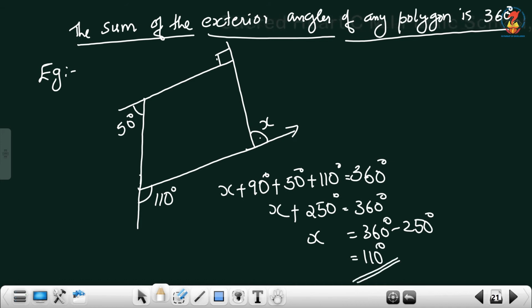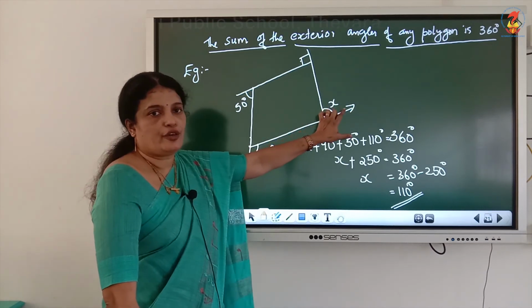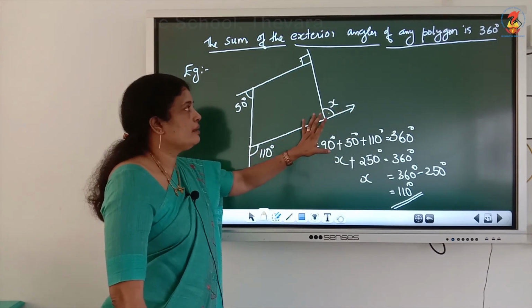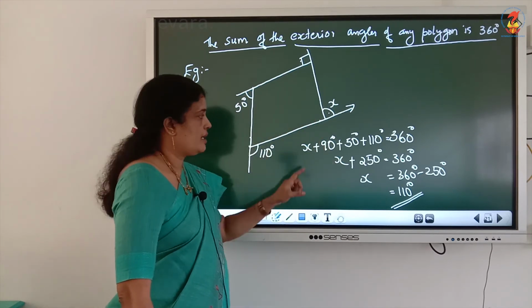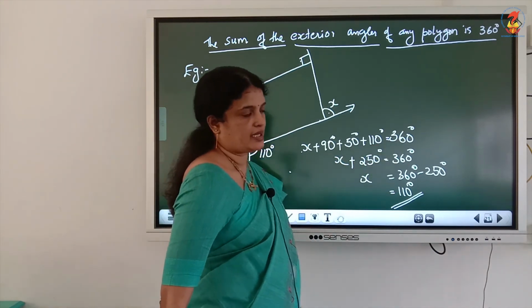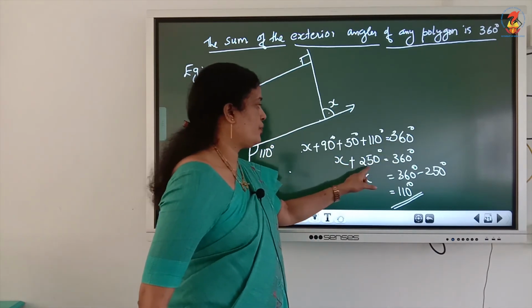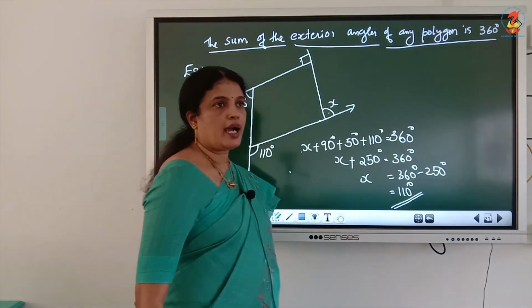The sum of the exterior angles of any polygon is 360 degree. Using that statement we can find out the value of x. In any polygon the sum of exterior angles is equal to 360 degree. x plus 90 plus 50 degree plus 110 equal to 360 degree. Then x plus 250 equal to 360, x equal to 360 minus 250 equal to 110 degree.